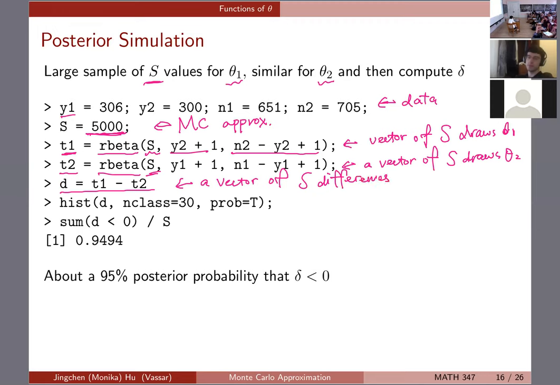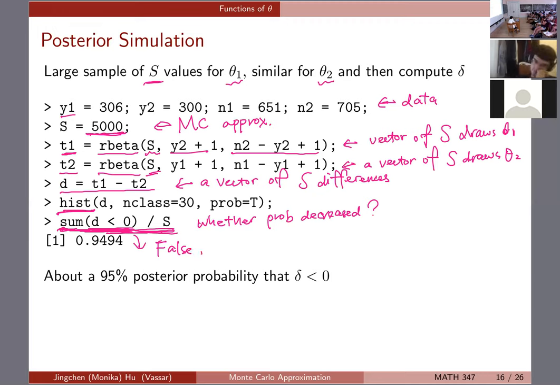So here, notice that instead of just plotting a histogram, for example, because we want to answer the question of whether the probability actually decreased, then because you have 5,000 different draws of the differences, you can actually return a rough probability over here. I'm looking at how many of the differences are smaller than zero, and I count how many using the sum. So this is a binary, okay? This is going to return you a bunch of false and true, and false is going to be coded as 0, true is going to be coded as 1.